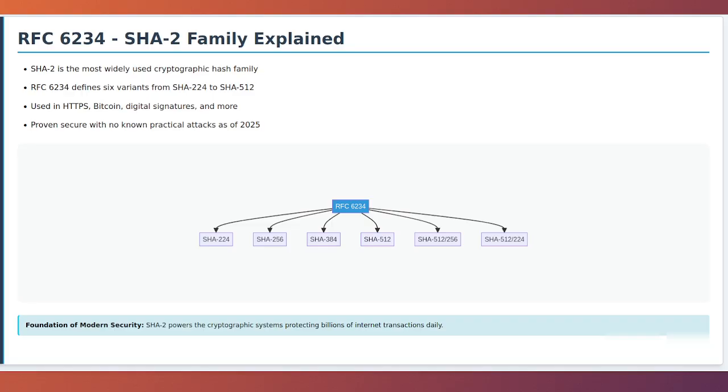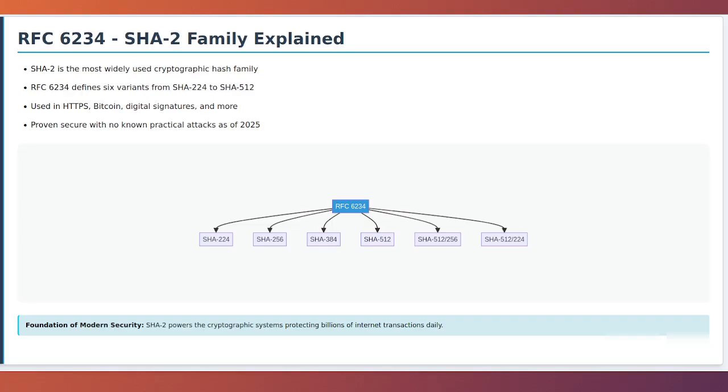RFC 6234 is the authoritative document that precisely specifies how these algorithms work, replacing earlier RFCs and consolidating everything you need to know about SHA-224, SHA-256, SHA-384, SHA-512, SHA-512/224, and SHA-512/256. This presentation will break down complex mathematics and bit manipulations into understandable concepts.